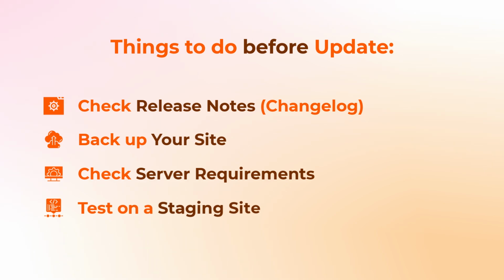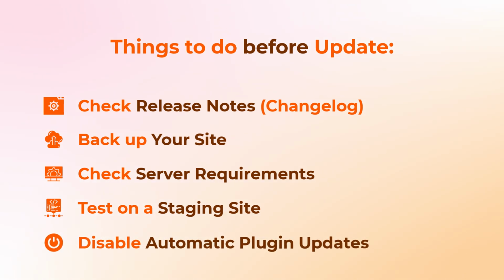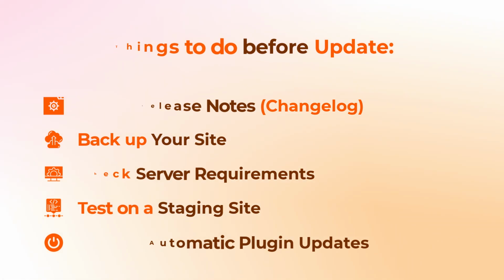If possible, perform the update on a staging version of your site first. This helps catch any issues in a safe environment before going live. Remember to disable automatic plugin updates in your WordPress dashboard under plugins. This prevents any unexpected errors during the update.